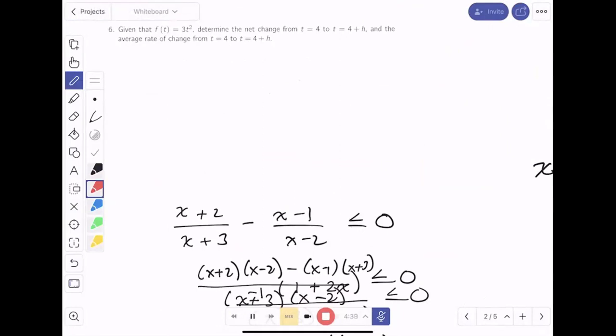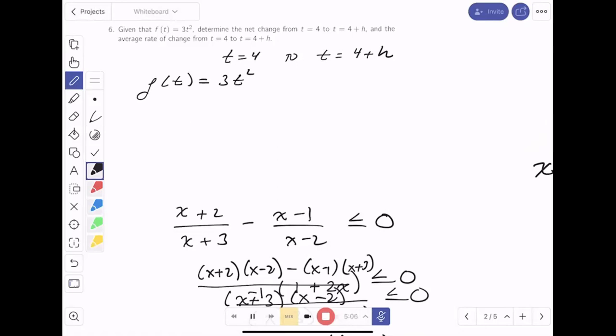All right. So they say, given that f of t equals 3t squared, what they want you to do is determine the net change from t equals 4, and I'll write this down for you, to t equals 4 plus h. All right. So let's write this down. F of t is going to be 3t squared.